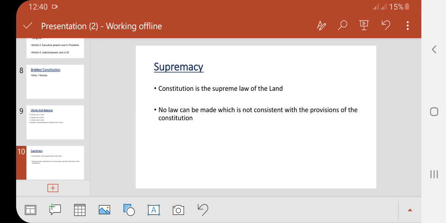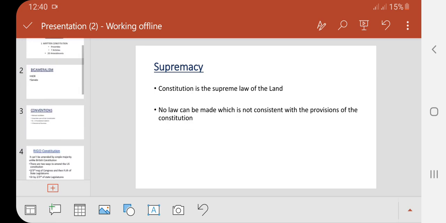Another important feature of the US Constitution is that the Constitution is the supreme law of the land. No law can be made which is not consistent with the provisions of the Constitution. So if a law is made which is not compatible with the Constitution, it will be declared null and void.